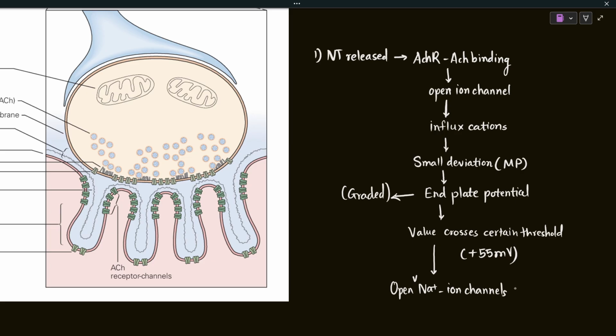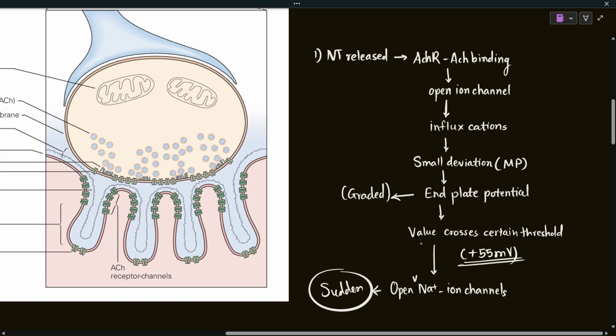Because the membrane potential has passed a certain required value, that voltage change will be sensed by those ion channels, and they will open and allow the influx of sodium ions. This will be sudden. A lot of sodium ion channels will open, creating a sudden spike in the membrane potential. The value of the membrane potential will increase suddenly, and that value change is known as the action potential.